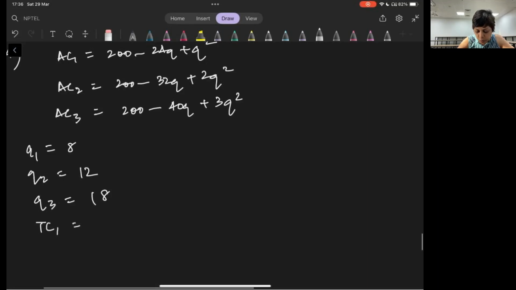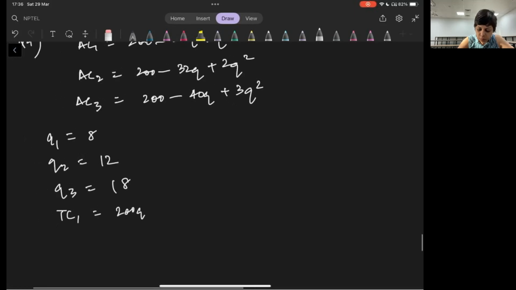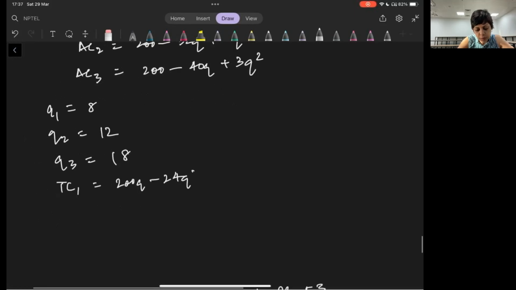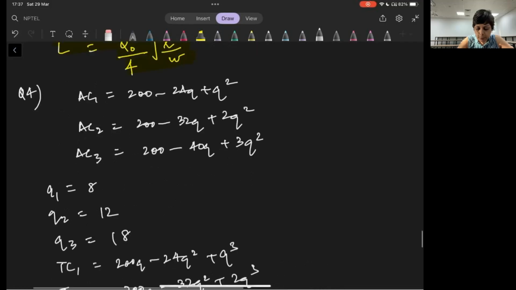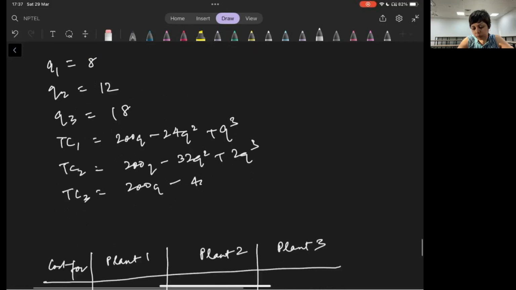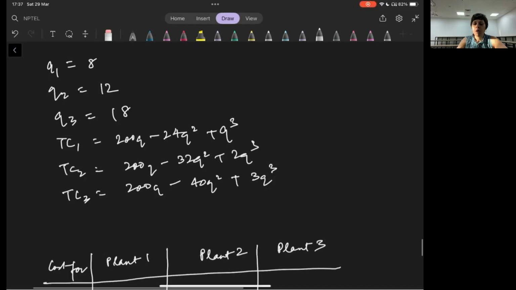TC1 is 200q minus 24q squared plus q cube. Total cost 2 is also 200q minus 32q squared plus 2q cube. Okay, these are your total cost functions.